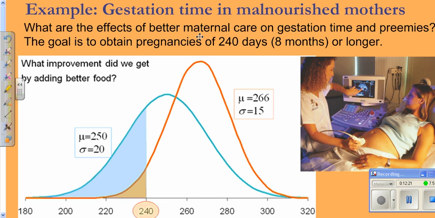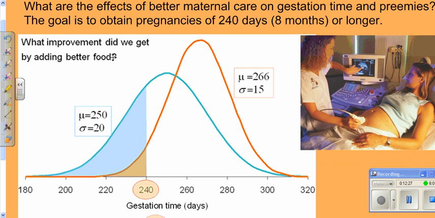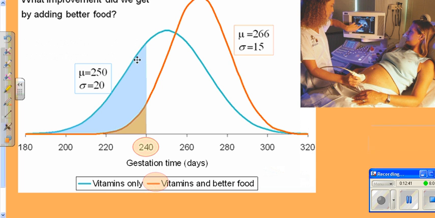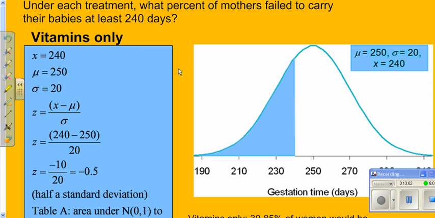So let's consider the situation here where we're dealing with pregnancies. We have two groups of people, one where they received vitamins and better care, and the other group that only received vitamins. With the vitamins-only group, we want to know what percent did not make it to the 240 days, the 8 months. We want to figure out for the orange group what percent did not make it to the 240. You can see with the orange group here, it seems like it's a smaller area than the blue one. But let's go ahead and use our z-scores to find out more.